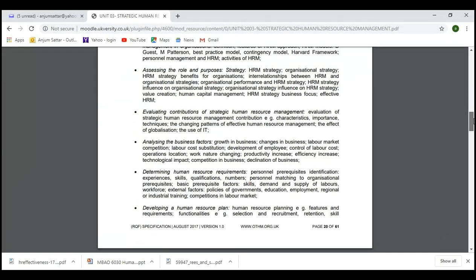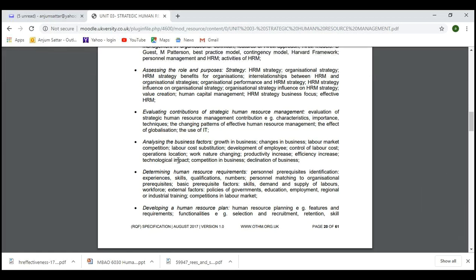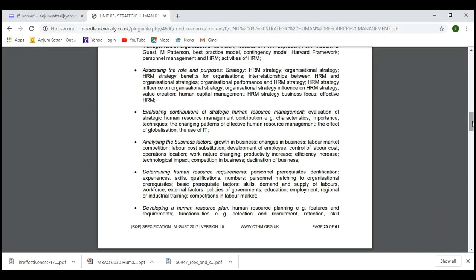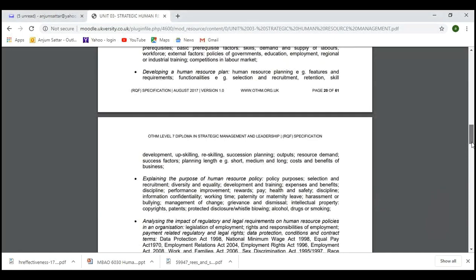to be covered under this. We'll go through assessing the role and the purpose of organization strategies and HRM. That we'll go through during our lesson today, and we'll discuss organization structures. We'll discuss organization cultures. So these sorts of things we'll discuss during our learning outcome.